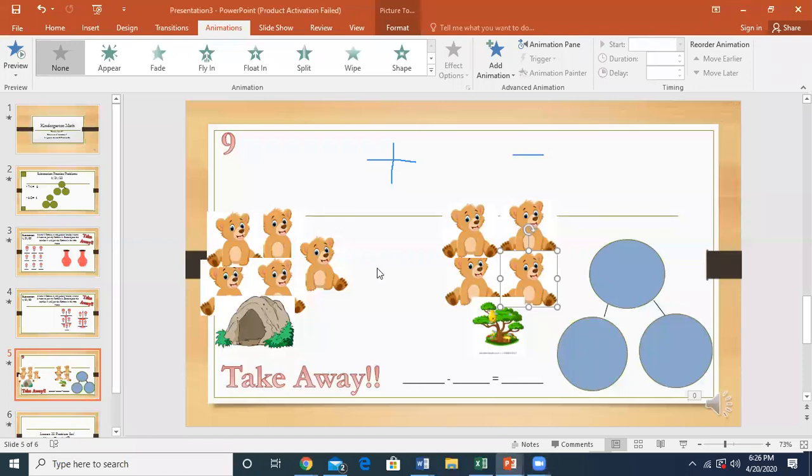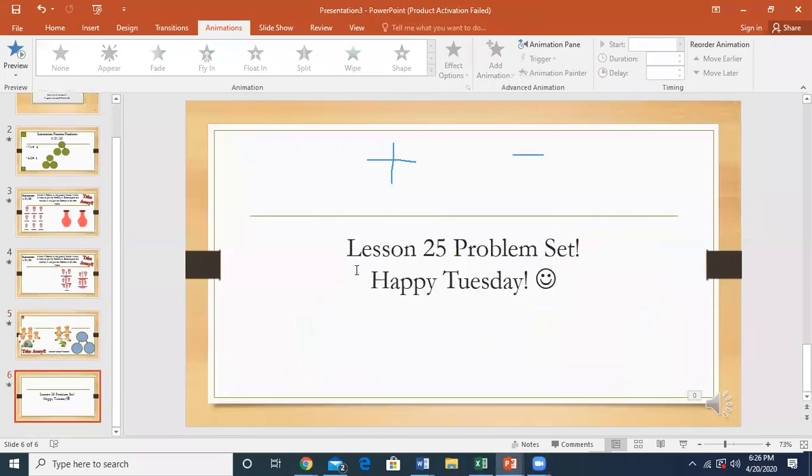Great job today, guys, with our subtraction from the number 9. You will go ahead right now and do lesson 25 problem set. When you're all finished with that, you can upload that to portfolios.